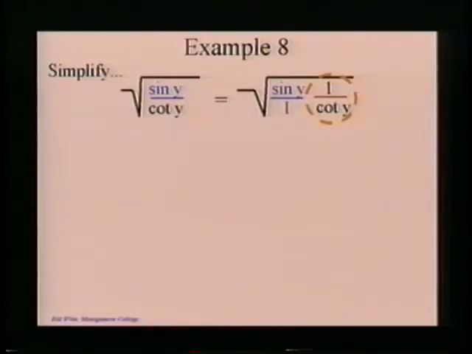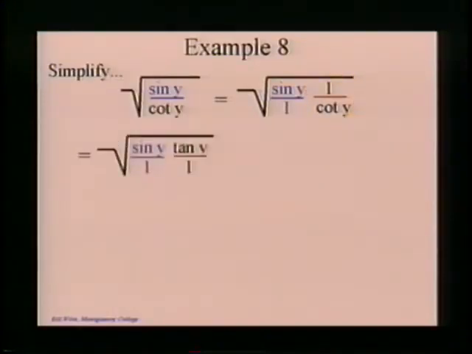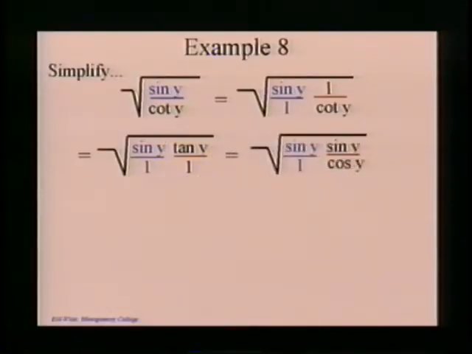What is the reciprocal? Remember I told you, we always want to try and change these things into sines or cosines or tangents or something. Well, that's the tangent. Okay, well, we're getting there. What is the tangent? The tangent is the sine over the cosine. Okay, so now we're getting there. Let's multiply everything out, and we get the sine times the sine. We get sine squared over cosine of y.